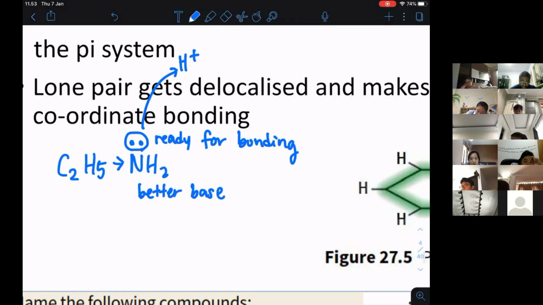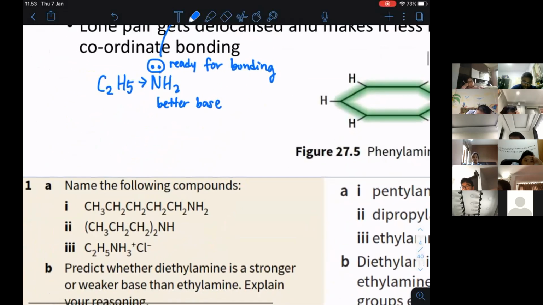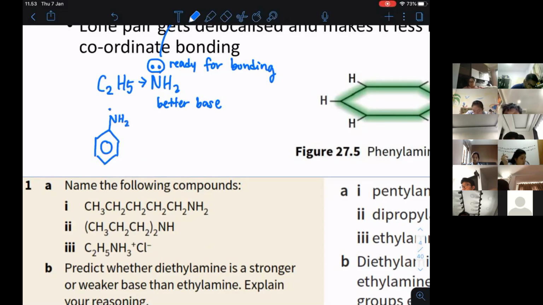But what will happen if, let's say, I have phenylamine? Phenylamine is going to be something like this. They also have a lone pair of electrons. But we have learned that whenever anything is attached to benzene, the electrons will go inside the benzene ring. The p orbitals will overlap with the pi system. In simple terms, the lone pair is going to be delocalized, or stabilized, and will enter the ring and become delocalized in the ring.